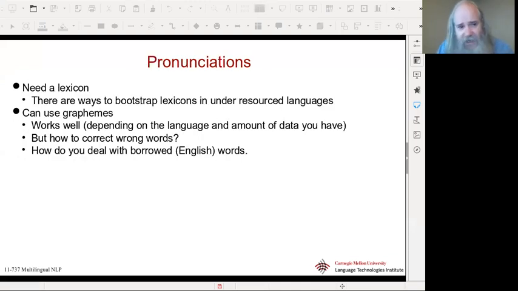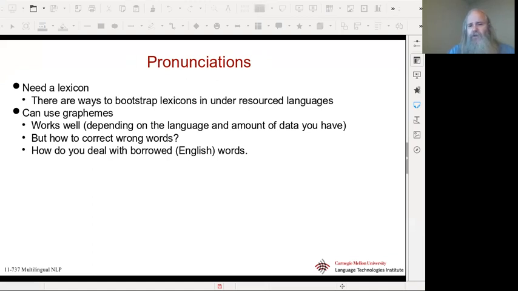Let's go on to pronunciations. We probably need a lexicon. We can probably get away with not using a lexicon and using graphemes if the language is like that and if there's no borrowed English words there. And if we train just on graphemes and we build a system that just cares about graphemes with no pronunciation, remember, sometimes it will be wrong.